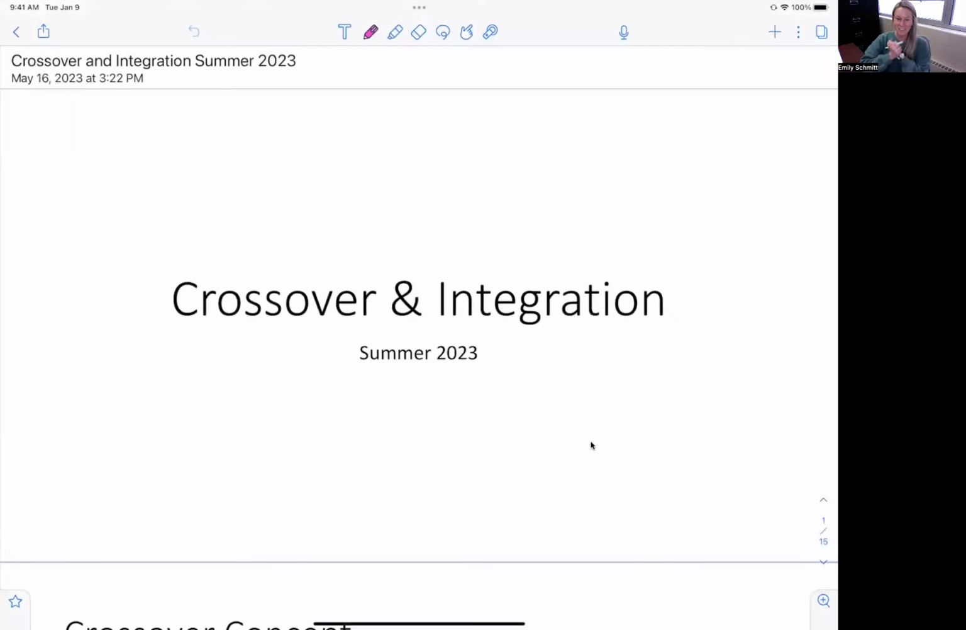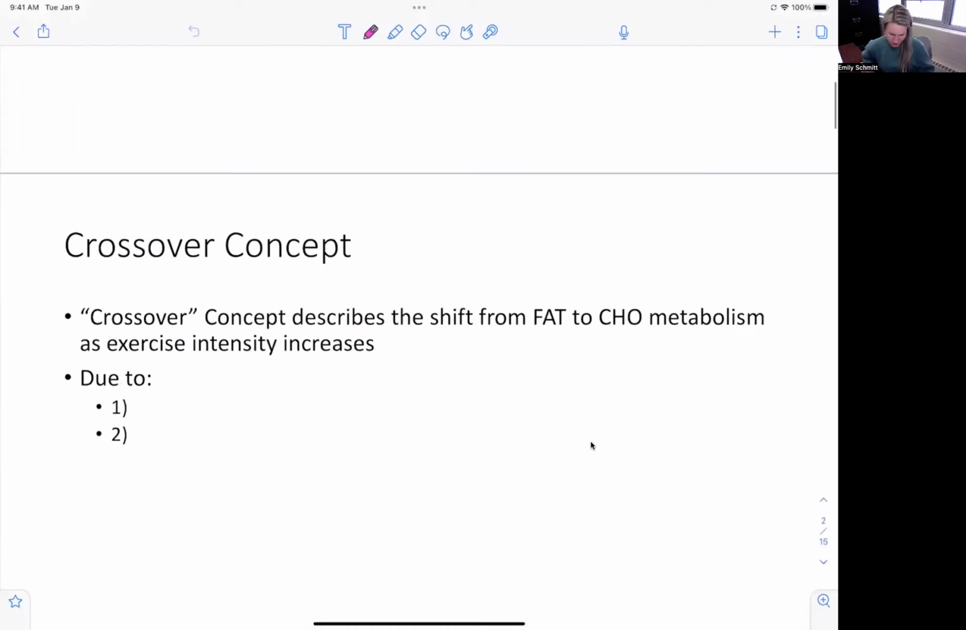Okay, so crossover and integration. This is our last lecture in our unit 2, so basically halfway through our content. We are going to discuss the crossover concept today. We've alluded to this a little bit in past lectures, but we're really going to understand it now. This concept describes the shift from fat to carbohydrate metabolism as exercise intensity increases. So whenever we're increasing, we know that we're going more towards the carbohydrate way.